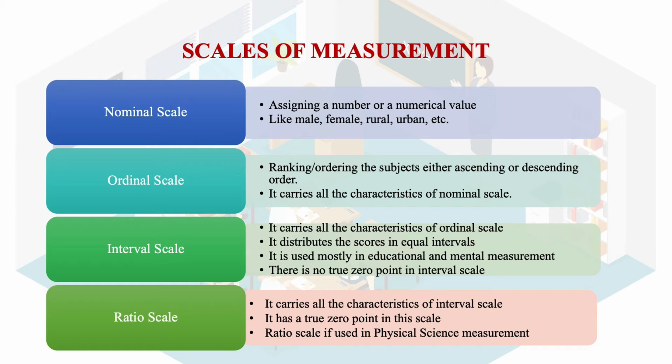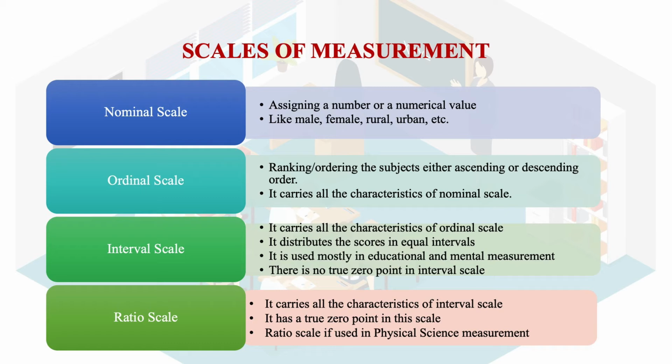Friends, the nominal scale is the first level, or first scale, of measurement. Here you can simply assign a number or provide numerical values, just expressing certain quantity or frequency, such as the number of males and number of females in a gathering, the number of rural and urban populations in a social event, or, in a class, the number of boys and number of girls.